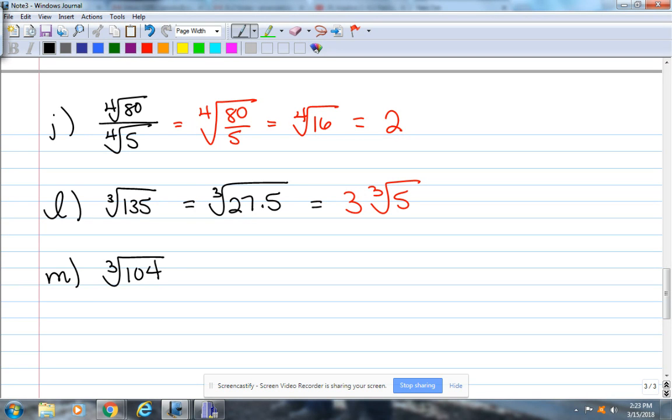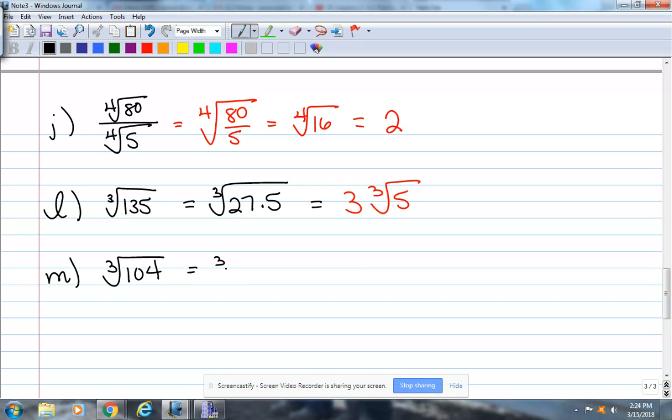So again, I'm going to look at my cube root chart over here. 104 falls between 64 and 125, right? Yes, ma'am. So does 64 go into 104 evenly? No. Does 27 go into 104 evenly? No. Does 8 go into 104 evenly? Yes, ma'am. 8 times what? 8 times 13. So 104 is the same thing as 8 times 13.